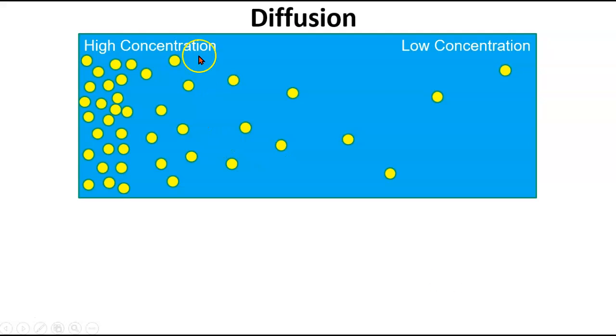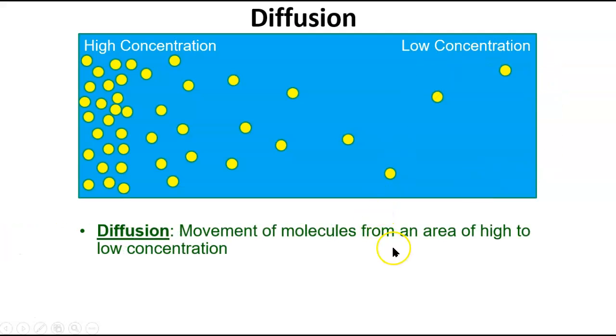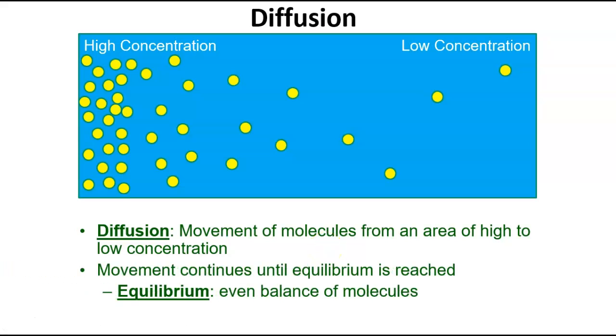All right, here we have an area of high concentration of those yellow particles. Again, over here is a much lower concentration. And so as we've talked about, diffusion is the movement of those molecules from an area of high to low. And the whole reason is because everything in nature, in God's creation, wants to be balanced, wants to be in a state of what we call equilibrium.